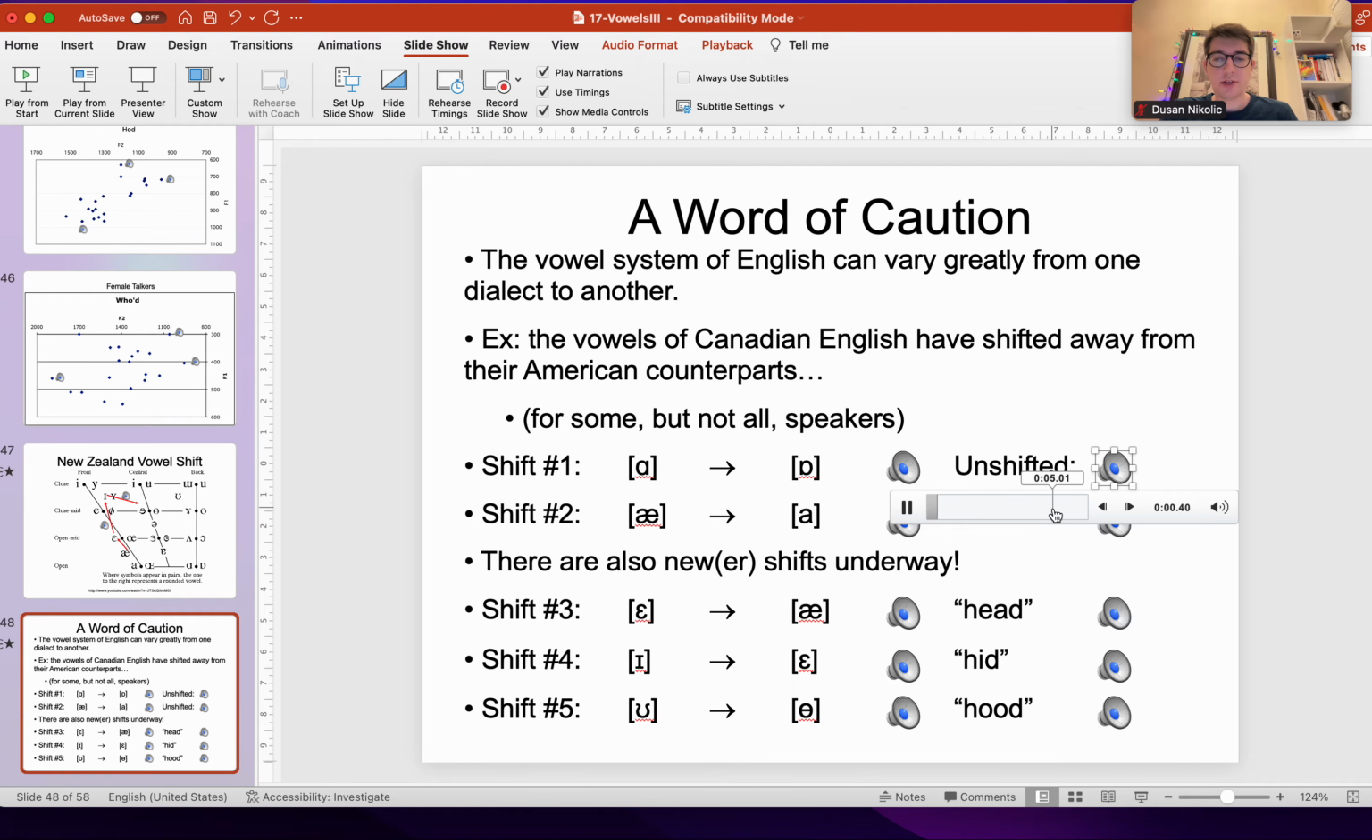Let me hear it again. Snack for her brother Bob. For her brother Bob, right? And here, sick brother Bob. Bob. It's shifted, and here it's unshifted. There is a shift from A to A.